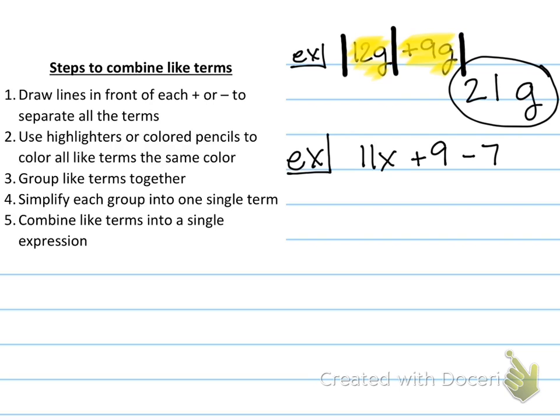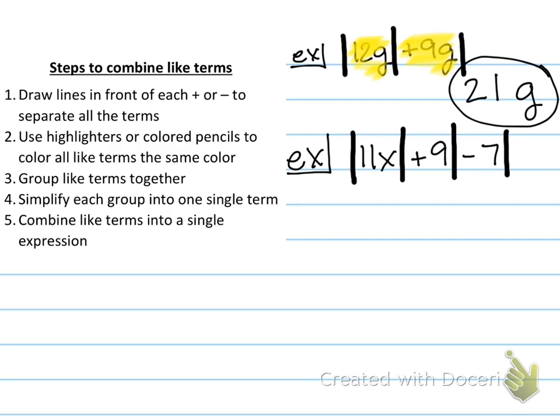All right, let's look at another example. This one is slightly more complicated, but not too much. We're going to follow our steps. I'm going to draw lines in front of each term. So here I have 11x, I have plus 9, and I have minus 7. And again, I want to draw your attention to the fact that I have included the plus sign with the 9, and I've included the subtraction sign with this 7.